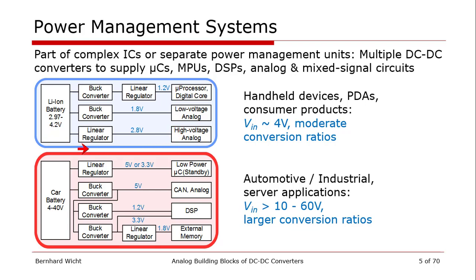The situation is almost similar if you go to higher voltages. For example, in cars, we see quite a large voltage at the battery level, and then we down convert again to supply various blocks. The difference between the more portable solutions and automotive or IT servers is that we have a higher conversion ratio in the latter case. That has some impact on the control implementation and of course on the voltage capabilities of the involved building blocks.